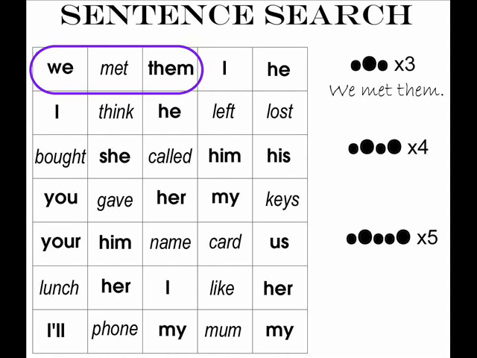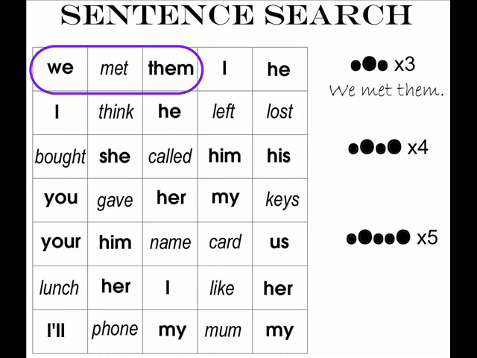"We met them," for example, has this pattern. We met them. Small, big, small. You can see that some of your sentences are quite long here with 5 syllables. Some of them have 4 syllables. So try that.